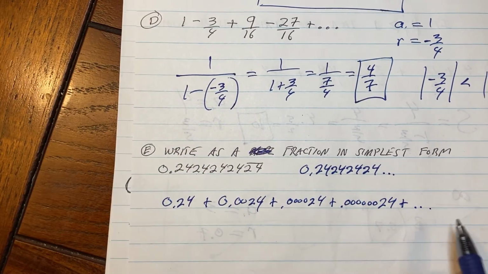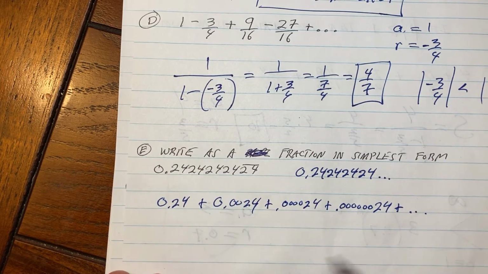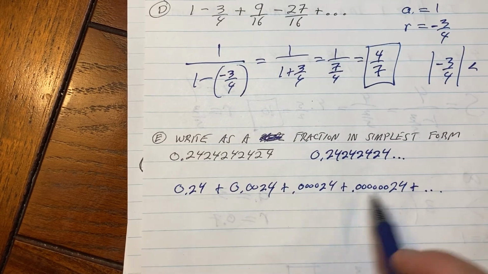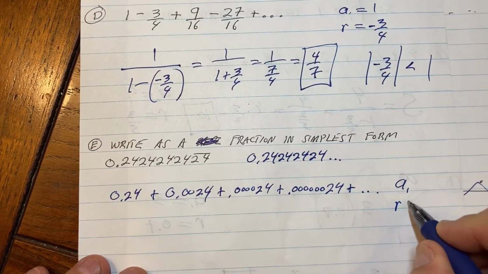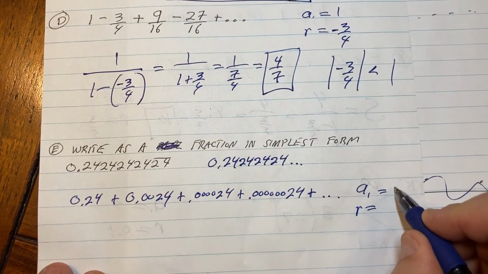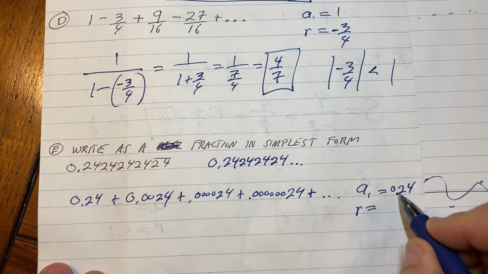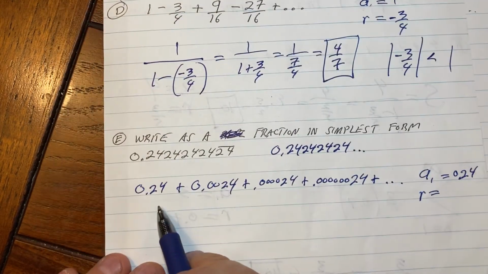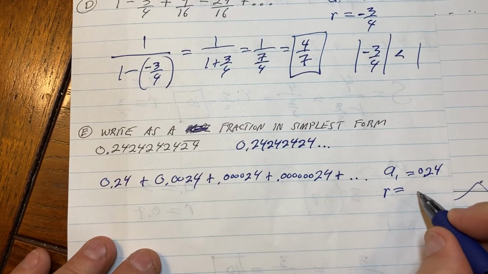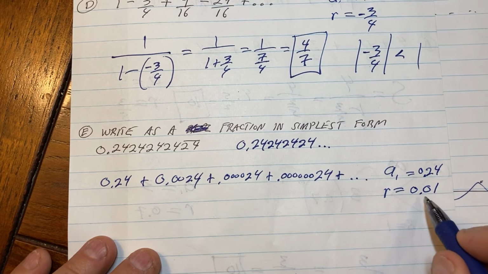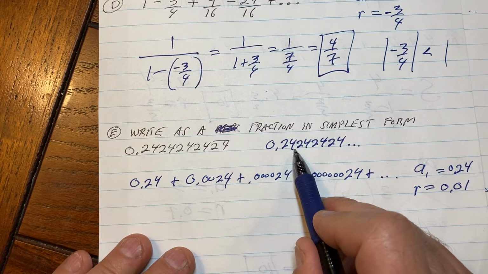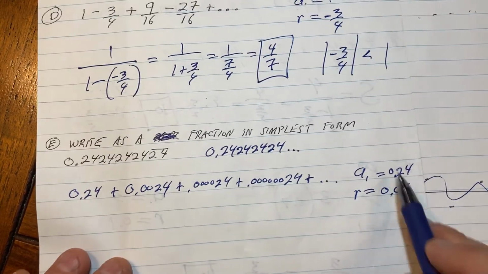Hey, there's our pattern. We just changed it into a pattern we just did, repeating. And what's the value of a sub 1 and what's the value of r? The value of the first term is 0.24. R, what's R? Take this and multiply it by 1/100th, 0.01. So we're moving it 2 places over. So there are our numbers.